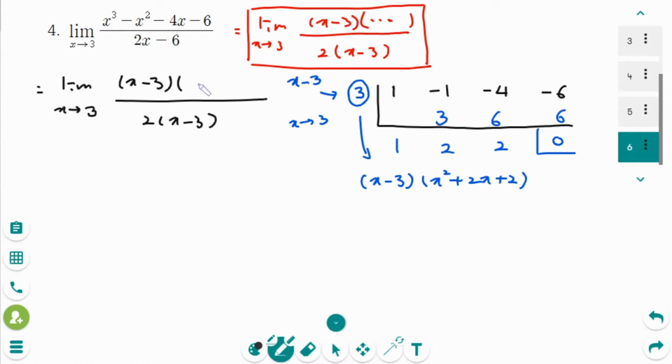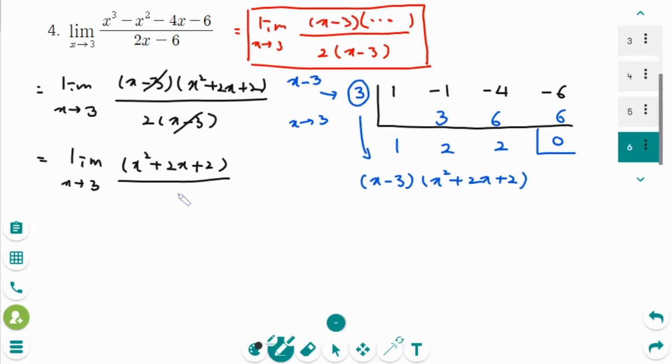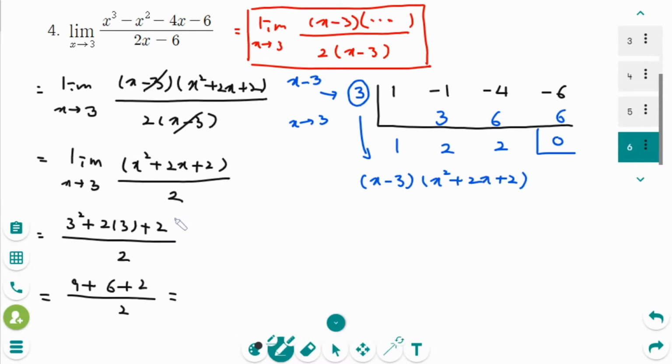And then the remaining factor is x squared plus 2x plus 2 from here. And then cancel the common factor, over 2. Then put 3 into x. So 3 squared plus 2 times 3 plus 2 over 2 is 9 plus 6 plus 2 over 2 equals 17 over 2. That is the answer.